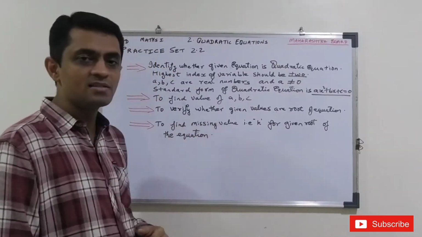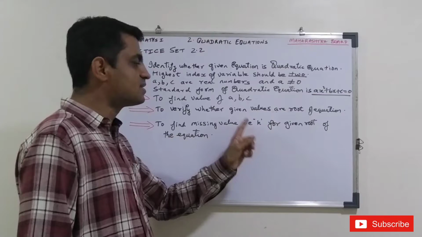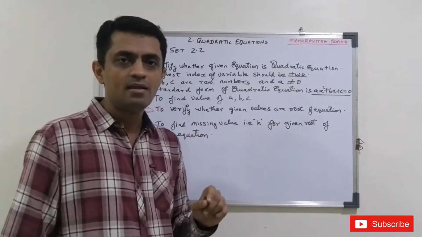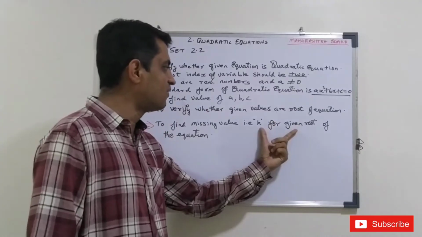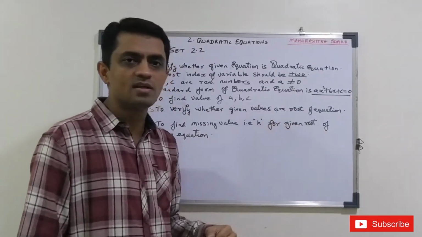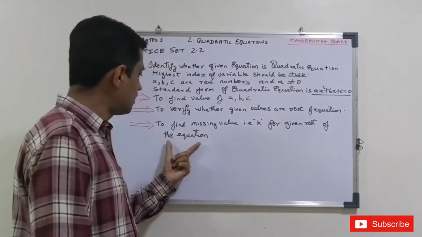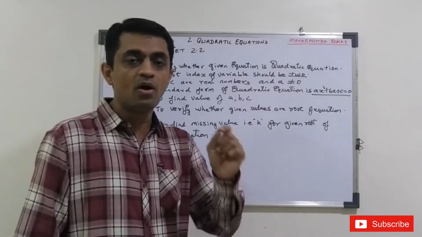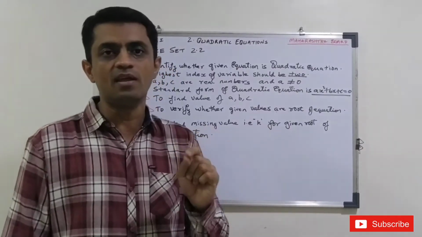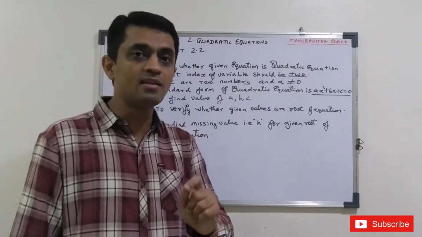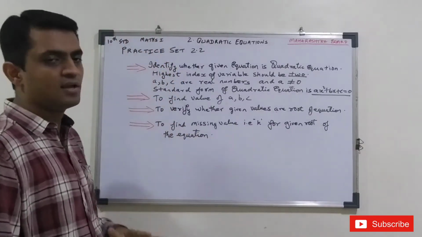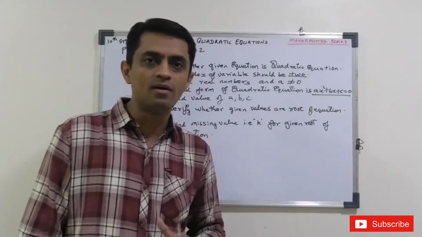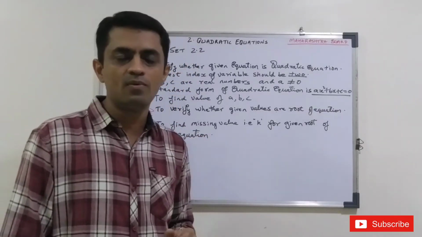Then at last in that exercise, we saw how to find a missing value, that is k. In the equation, k was given and we used to find the value of k. But for that the roots were given to us. They always specify the root of the equation in that question, and then ask to find the value of k. So these are the 4 things we covered in exercise 2.1.